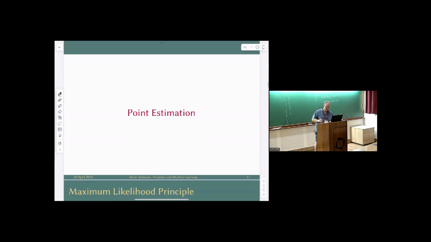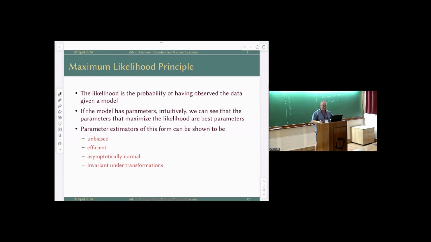Okay, now point estimation. So point estimation is basically saying, I have a model that's not fully specified, right? It has free parameters. I would like to know what those parameters are. There is something called the maximum likelihood principle. It's sort of an intuitive thing. I think it's probably fair to say that it's not exactly a rigorously defined thing.